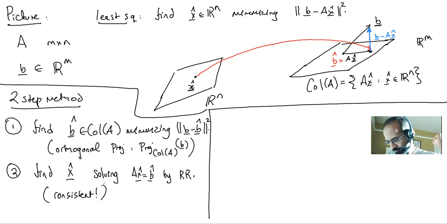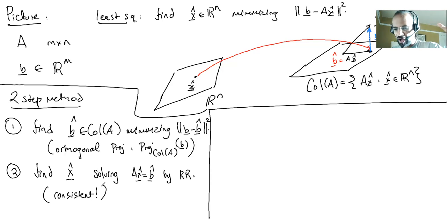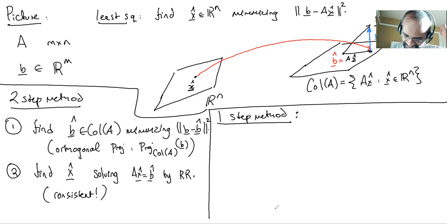So you could do that, and that would work. This is like a combo of two types of problems that we learned how to solve. One is finding the closest vector in the column space, and the other is finding a vector in the domain that maps to that vector in the column space, x̂. But there's actually a one-step method, which is one of the surprises or nice things about this.